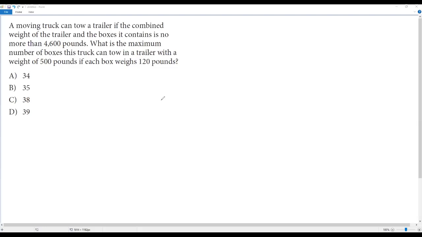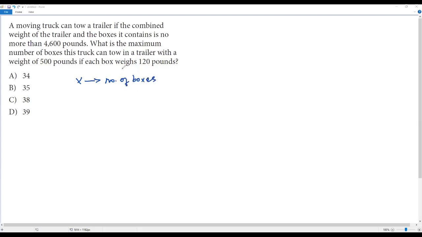What is the maximum number of boxes this truck can tow in a trailer with a weight of 500 pounds if each box weighs 120 pounds? So we have to find the maximum number of boxes. Let me assume X as the number of boxes. Let me write over here.